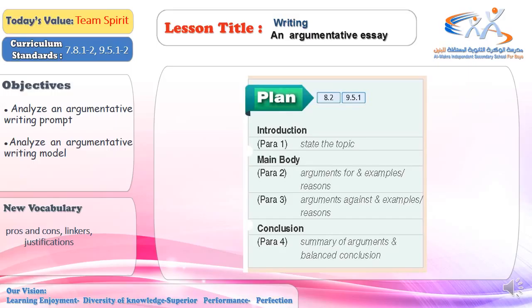As we have seen, when you plan writing your argumentative essay, there are usually 4 paragraphs: 1 introduction paragraph, 2 main body paragraphs, and 1 conclusion. In the introduction you state the topic. In the main body, paragraph 2, arguments for and examples or reasons. In the third paragraph, arguments against and examples or reasons. And in the conclusion and last paragraph, summary of arguments and balanced conclusion.